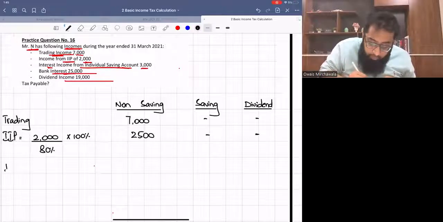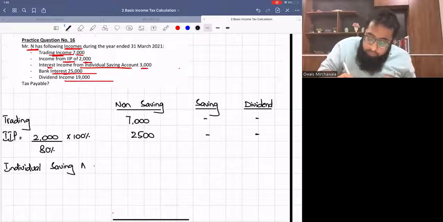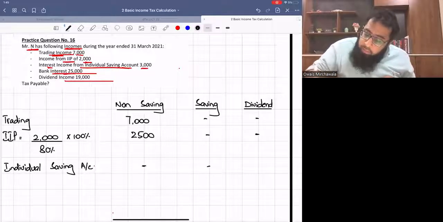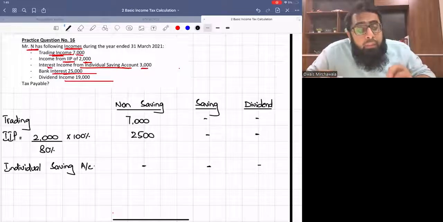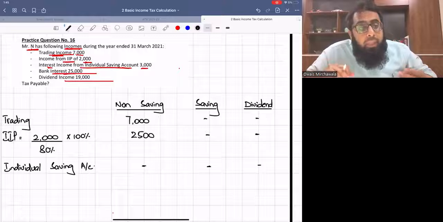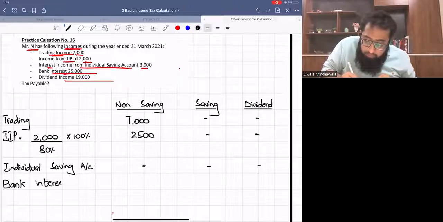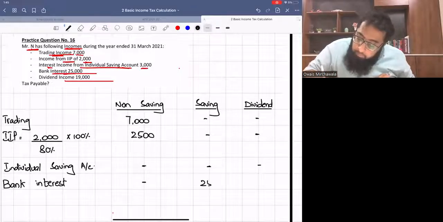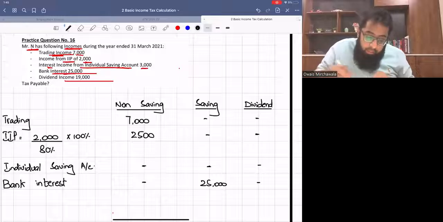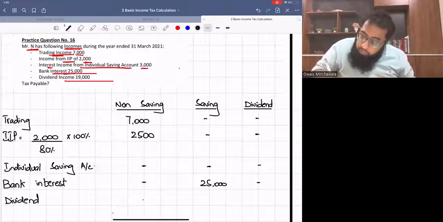Then we have individual saving account. It is an exempt source up till investment of 20,000. Now, since the investment amount is not given, we will assume that it is within limit of 20,000. Bank interest 25,000 goes in saving. And then we have dividend income. 19,000 goes in dividend.